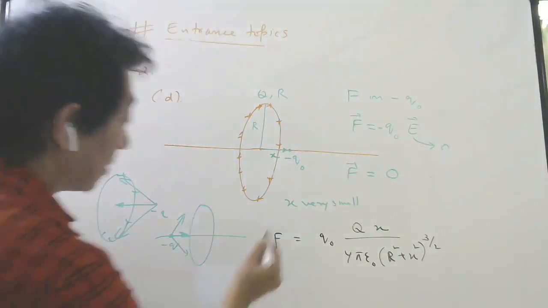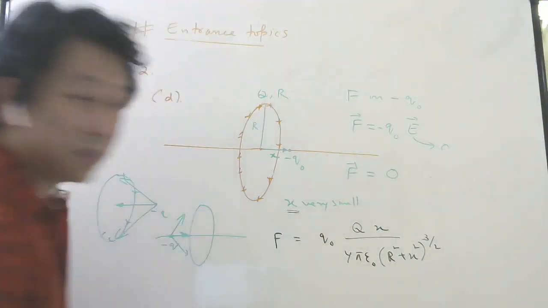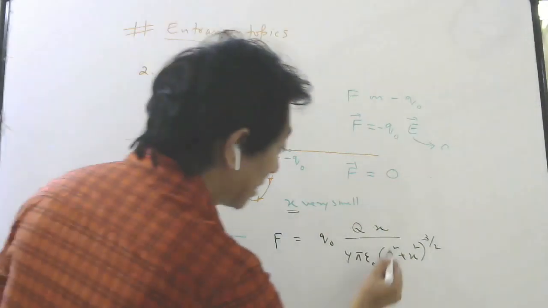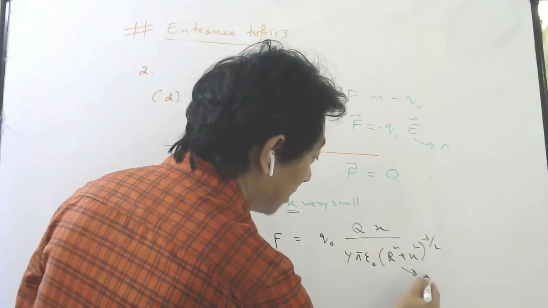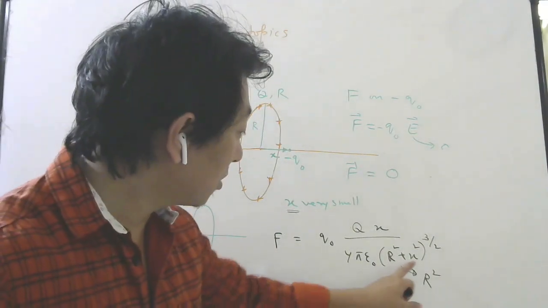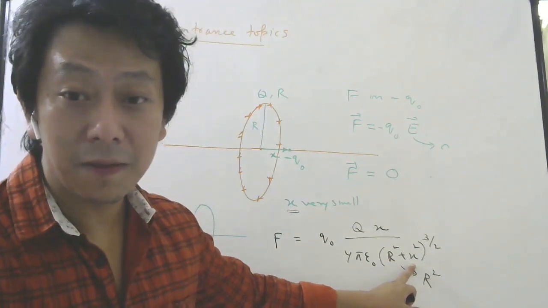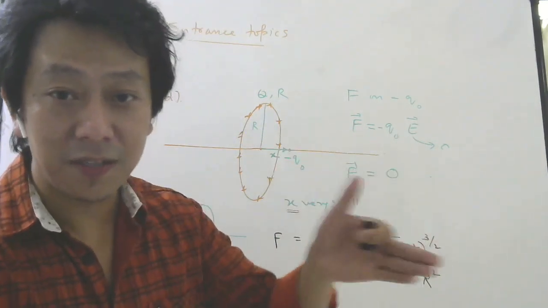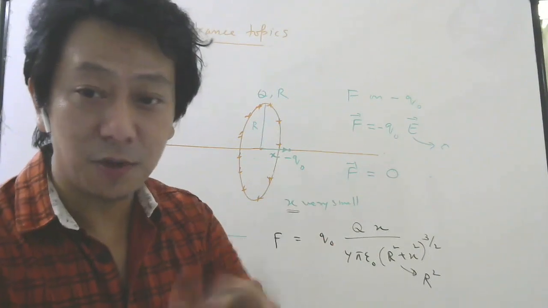So let us keep x very small. If you keep x very small, what can you do? R square plus x square can be written simply as r square now. Why? Because x is very small. Understood? Large plus small is large. The small can be neglected.